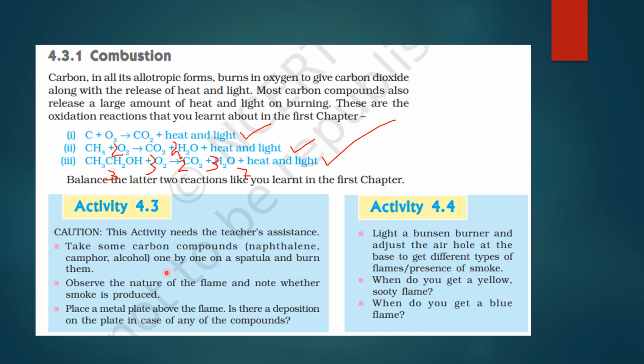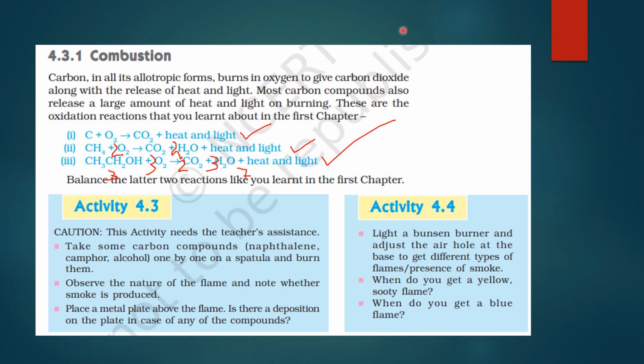So each compound will exhibit a distinct flame characteristic. For example, naphthalene will burn with a yellow sooty flame, producing noticeable smoke. And when you hold a metal plate above the flame, a black carbon-rich deposition forms on the plate due to incomplete combustion. This is naphthalene's status.